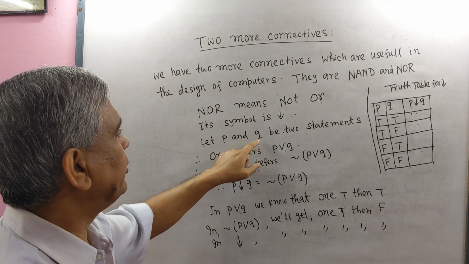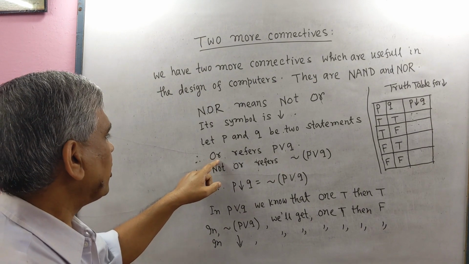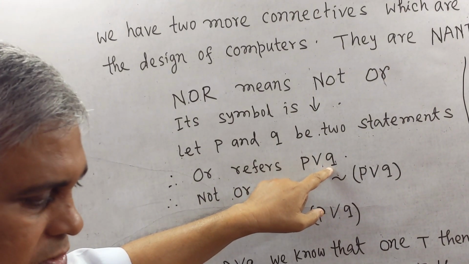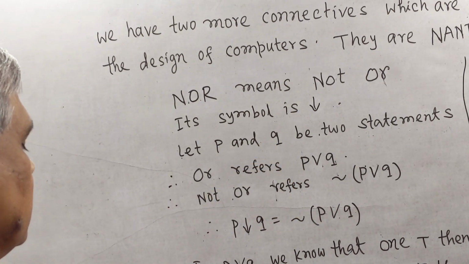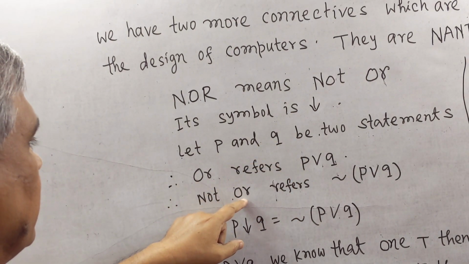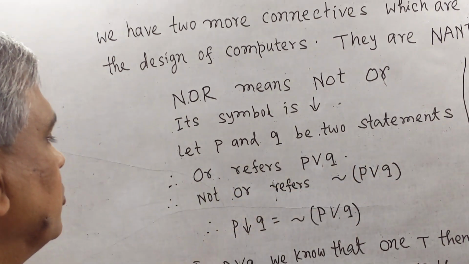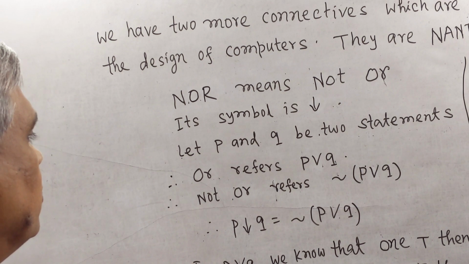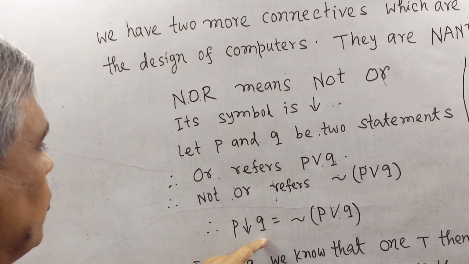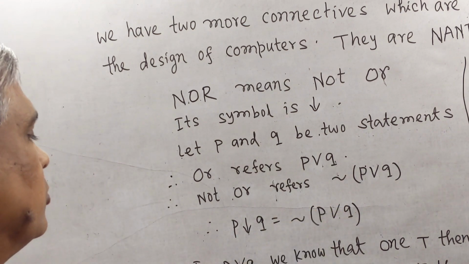Let P and Q be two statements. Then OR refers to P disjunction Q. OR means P disjunction Q. We apply NOT with OR. We get negation of P disjunction Q. So P NOR Q is equal to negation of P disjunction Q.